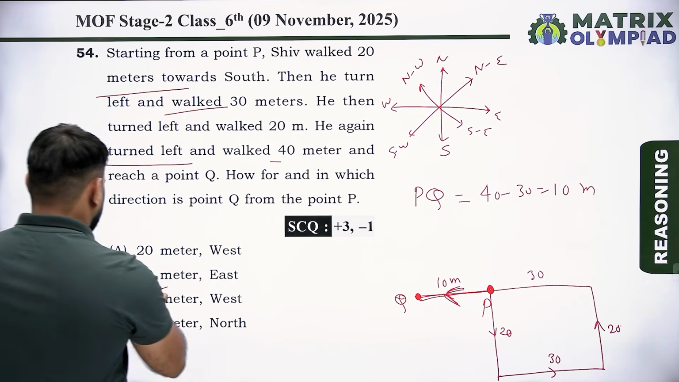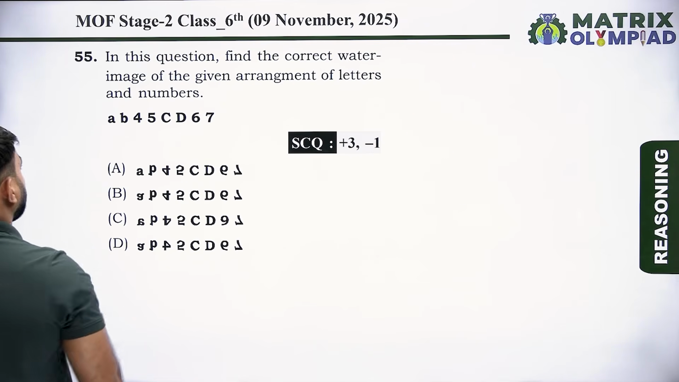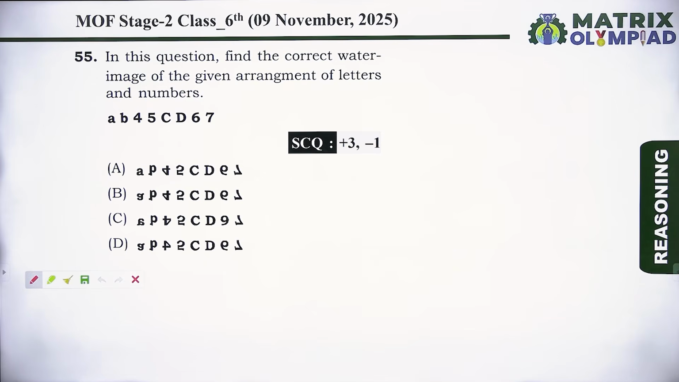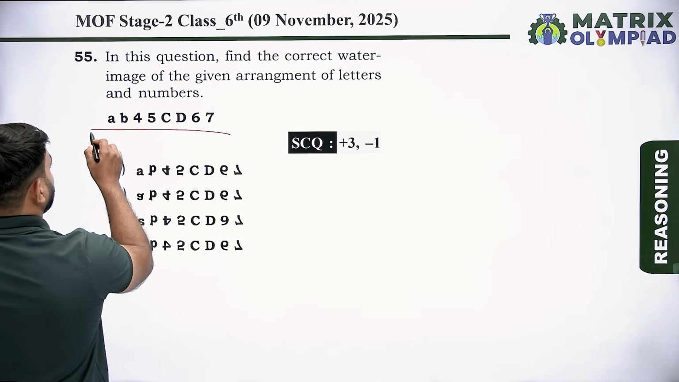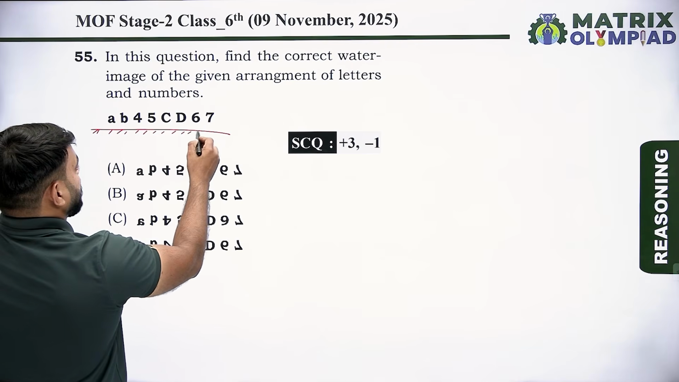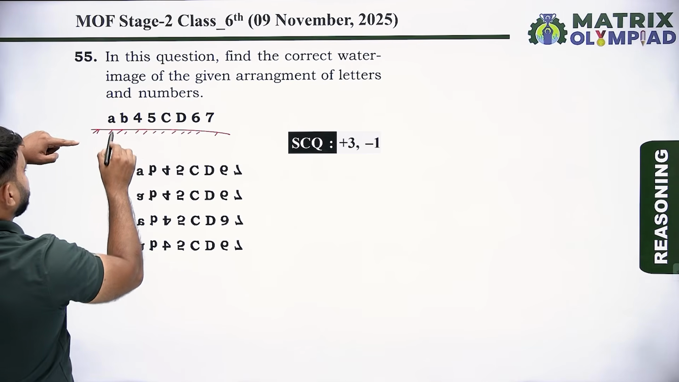Let's move on to the next question. So now next question is question number 55. In this question, find the correct water image of given arrangement of letters and numbers. So find the water image of given combination. So first find the water image of A.